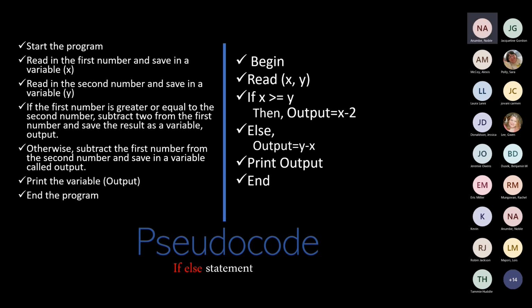And then otherwise, another way of saying else, subtract the first number from the second number and save in a variable called output. But that's your thought process. As a human, if I'm going to solve this problem, what will be my thought process? I want to be able to put it down line by line. And then I move in here, right? Begin. And then I read my X and my Y, and then I look at what I've actually said here, which is literally if X is greater than or equal to Y, then output this, else output is equals to this. Then you print your output and then you end.